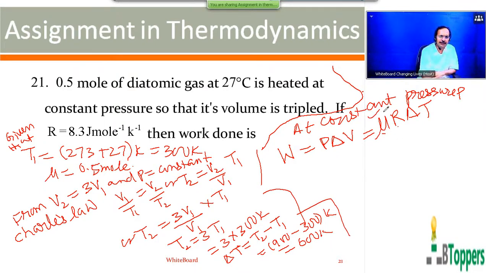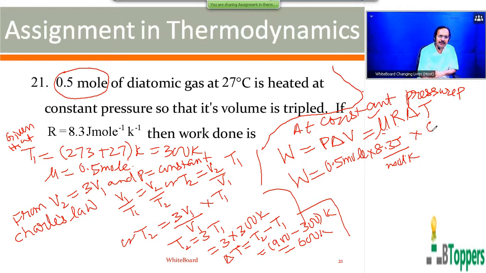So using this other formula, W equal to nu R into delta T, you can write work done by the gas. Nu can be written as 0.5 mole, number of moles. Capital R is given to be 8.3 joule per mole per Kelvin. Delta T is the change in temperature of the gas, that is equal to 600 Kelvin. So we can simplify this.